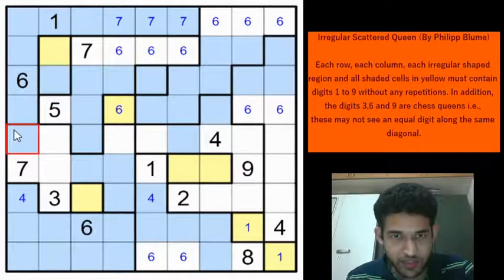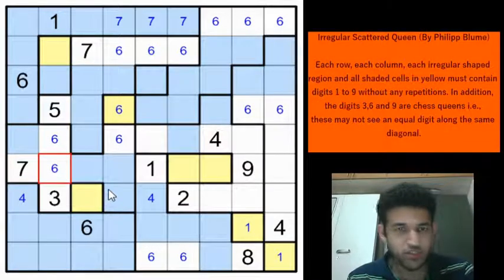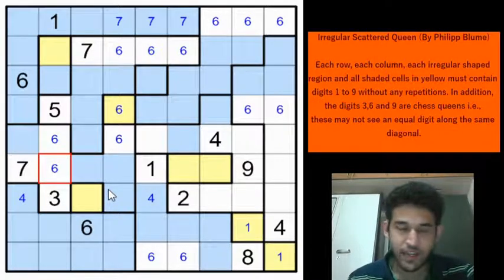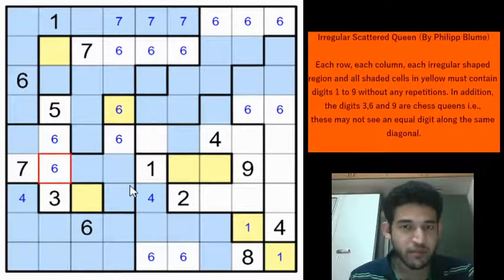Now if you look at this region, there are only 3 cells left for the 6. Let's just pencil mark them. This Sudoku is about eliminating the positions of 6s, 3s, 6s and 9s using the queen property. We have to make pencil marks like this and eliminate as much as possible so that we get some progress.